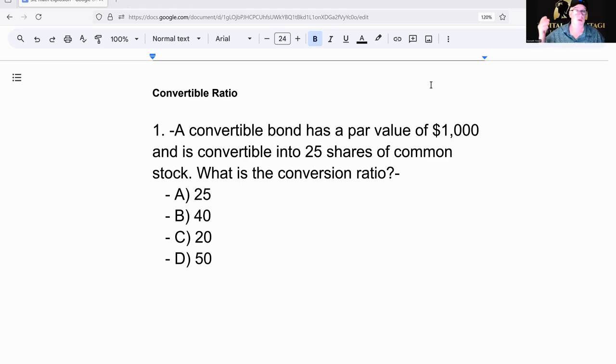So we're going to start with this one. Look at number one, press pause, read it, do it, and then we'll work on it. A convertible bond has a par value of $1,000 and is convertible into 25 shares of common stock. What is the ratio? They made it very easy for you. They already gave you the ratio. Boom, it's 25. That's how many shares I get if I convert. Again, don't get fooled by it. Sometimes they do it for you.